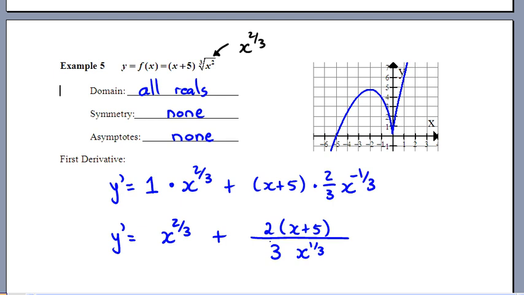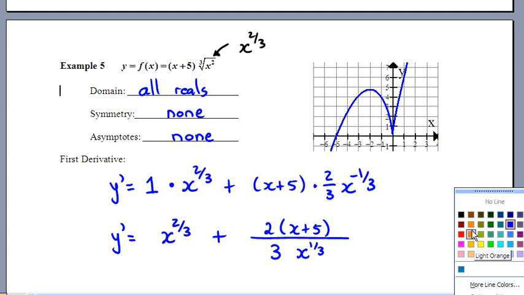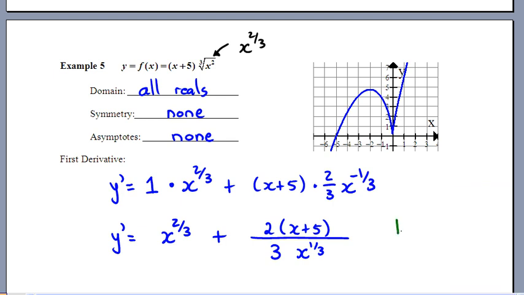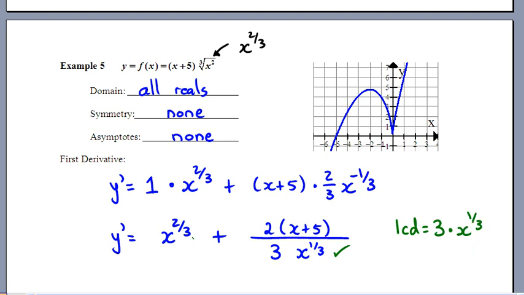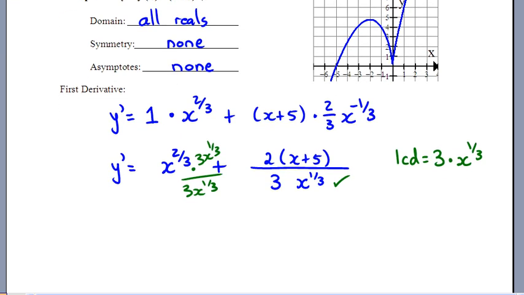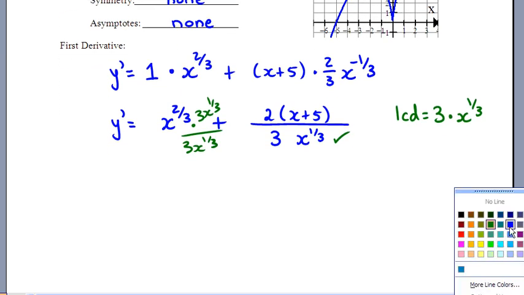And as I look at that, oh, that looks awful. I need to get one least common denominator here in order to get these fractions together. And in this case, the least common denominator is 3 x to the 1/3. And so this denominator's fine, it's good to go, but we're going to need to raise up this first term by multiplying by 3 x to the 1/3 in the top and 3 x to the 1/3 in the bottom.